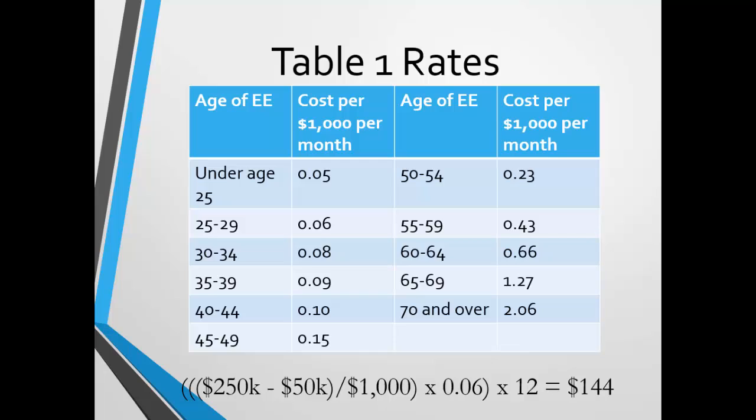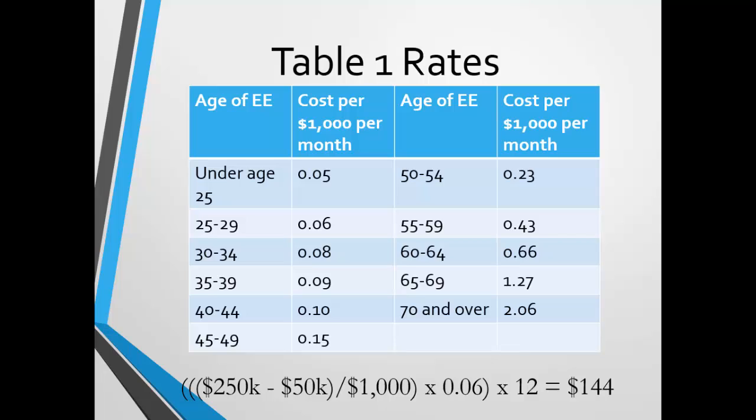Walking through that calculation, I've assumed he's got $250,000 in coverage, which means, starting on the left, $250,000 minus $50,000 gives him $200,000 in excess. Divide that $200,000 by 1,000 to see how many thousands we have that cost per thousand, and you have 200. So there's 200 times, with him at 26 years old, is 6 cents.